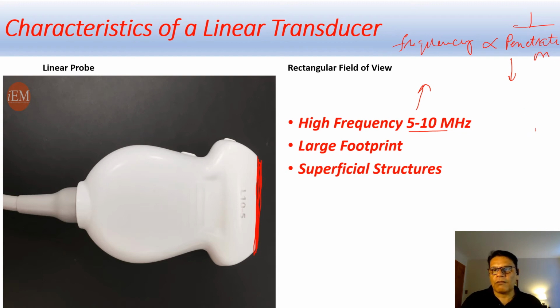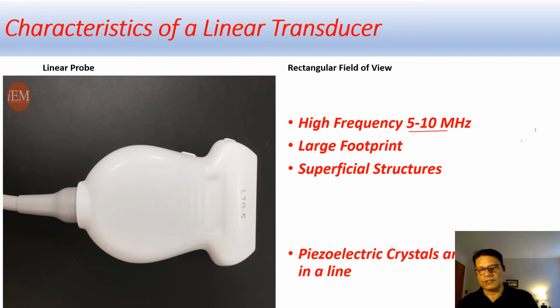So what is the use of these high frequencies? We use them to scan or image the superficial structures like the thyroid, which is located superficially, breast, scrotum, or skin and soft tissues. Because these transducers cannot see deep inside the body, they are used to scan only the superficial structures.